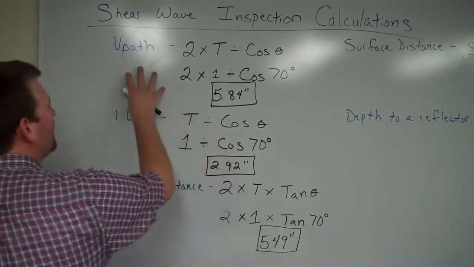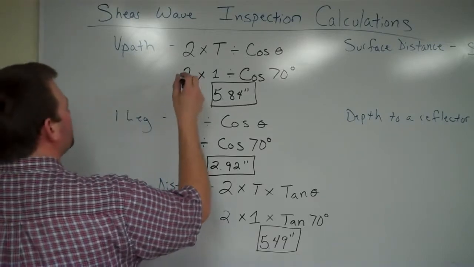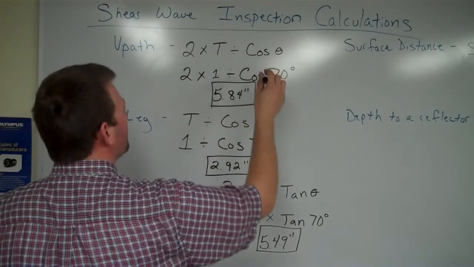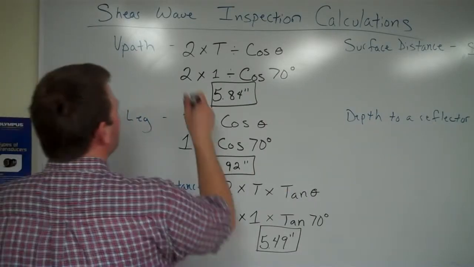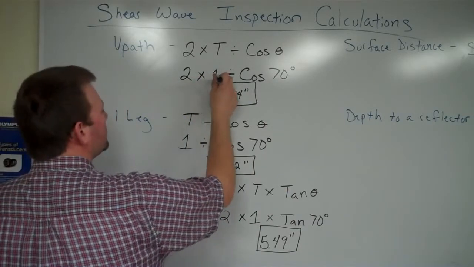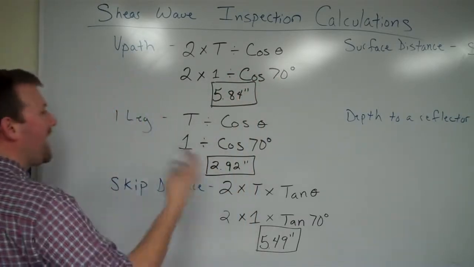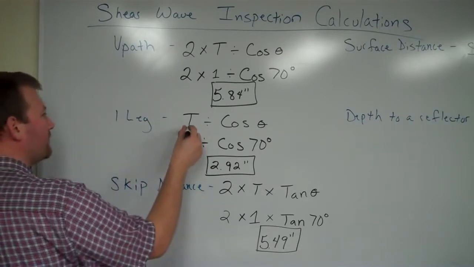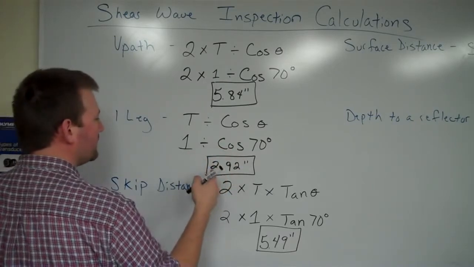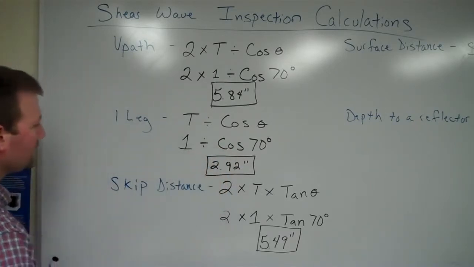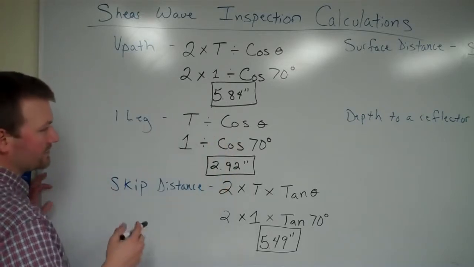If we calculated the V path for that plate over there where we just were, that would be 2 times thickness divided by the cosine of our angle. The angle in this case was 70 degrees, and you saw that on the transducer over there. So 2 times the thickness of 1 inch divided by the cosine of 70, you should get 5.84 inches. Half of that, which is 1 leg, would be the thickness divided by the cosine. So 1 divided by the cosine of 70, that's where we got our 2.92. That's 1 leg each. So 1 leg travels down, 1 leg travels back, all that good stuff.